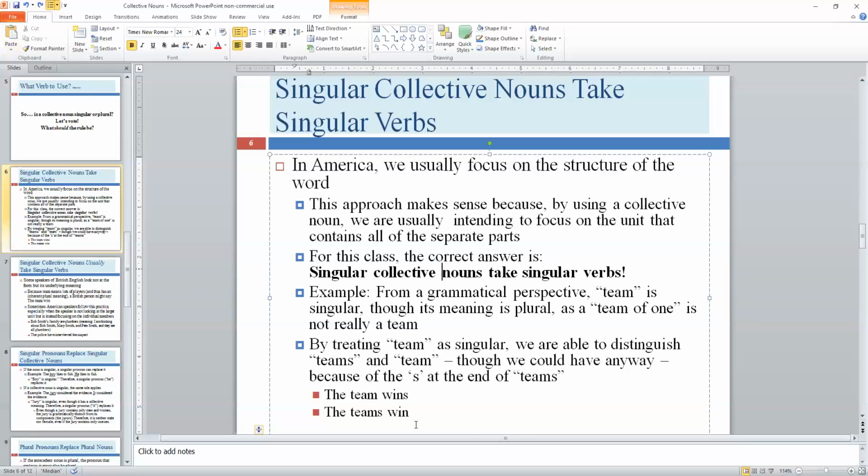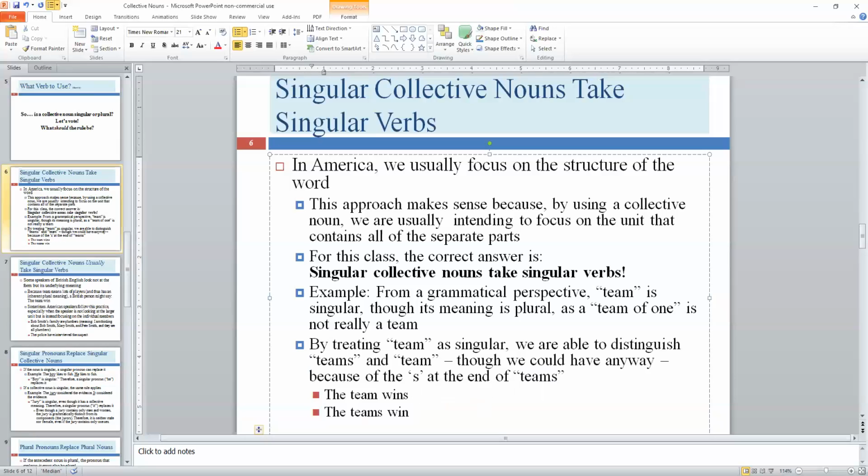So here we have the way that we would say this in English. The team wins. We would say this. If you were in Great Britain, you might say the team win. That probably sounds odd to us though, right?